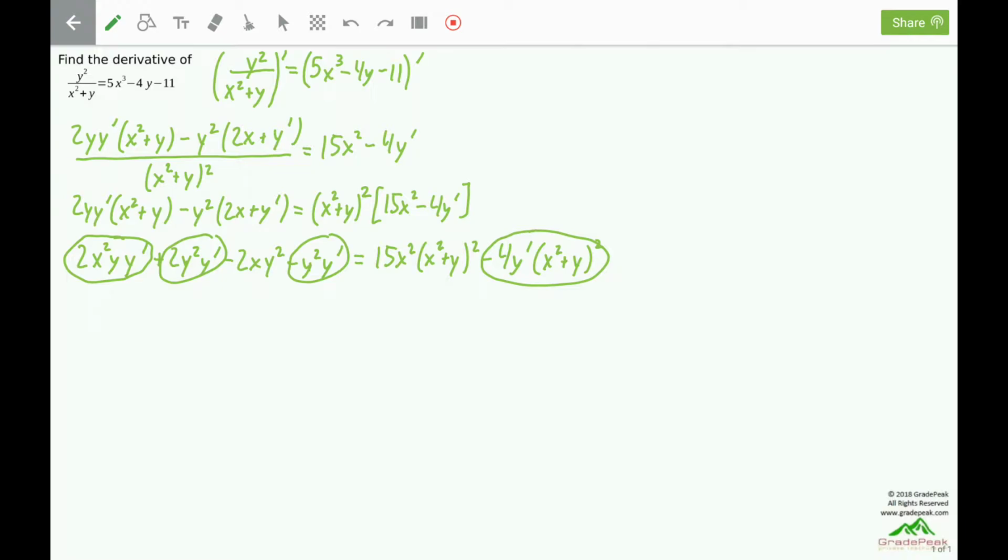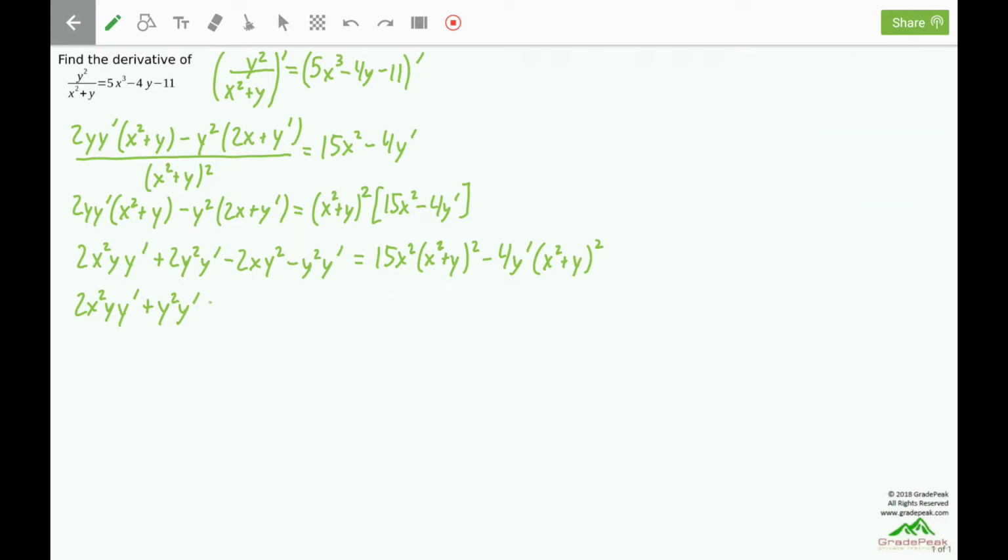I'm going to move them all to one side to isolate them. I'll put them all on the left side. And then I have 2 terms that are not circled that do not have a y prime, and I will move those together on the right side. So I will have 2x squared y prime. The next 2 terms, I have a 2y squared y prime and a minus y squared y prime. Those can actually combine. 2y squared minus 1y squared is 1y squared times that y prime they each have.